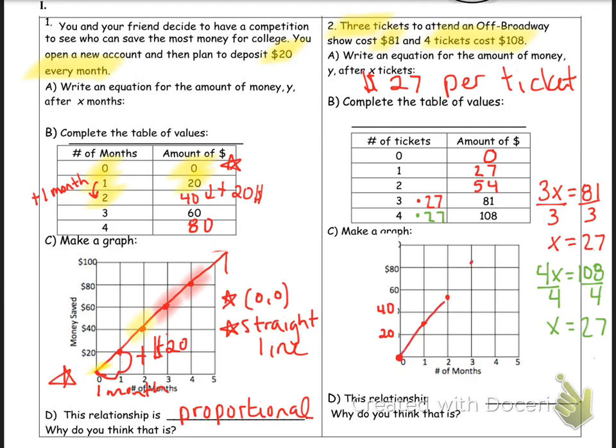So this is a straight line. It's not perfect because I'm not very good at drawing dots, but it is a straight line. So it is a straight line, and it goes through 0. So that means that this relationship is proportional. It goes through 0. And we know this because we have a unit rate. I am paying $27 per ticket.